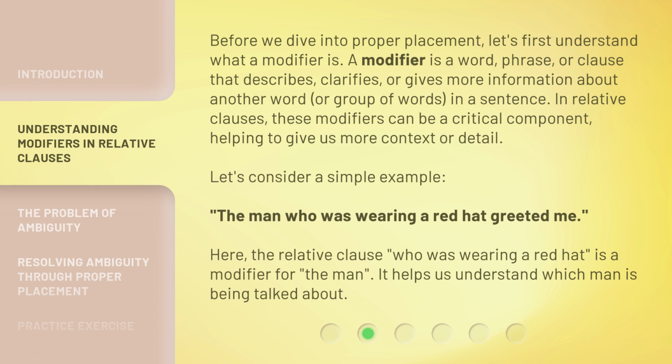Let's consider a simple example. The man who was wearing a red hat greeted me. Here, the relative clause, who was wearing a red hat, is a modifier for the man. It helps us understand which man is being talked about.